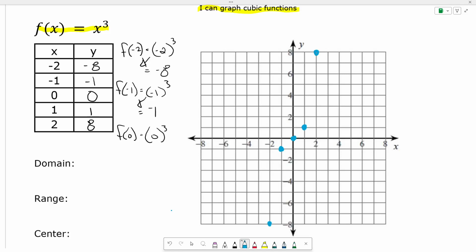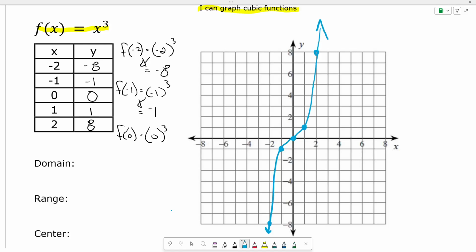Graphs of cubic functions look like this. Comes down, curves a little this way, and then curves down like this. That is the parent function for a cubic, so x cubed.